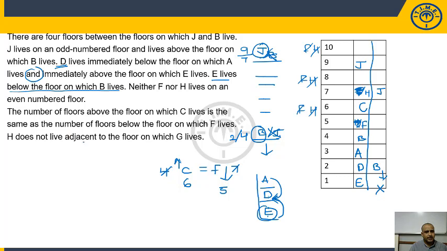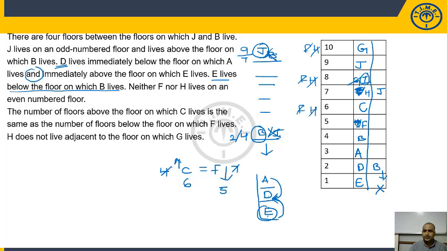Next, H does not live adjacent to the floor on which G lives. So H is here, and H cannot be adjacent to G. So G cannot be here. The only remaining position is that G lives on the 10th floor. Who is the only remaining person? I, because it is A to J. So it is I. That's it.